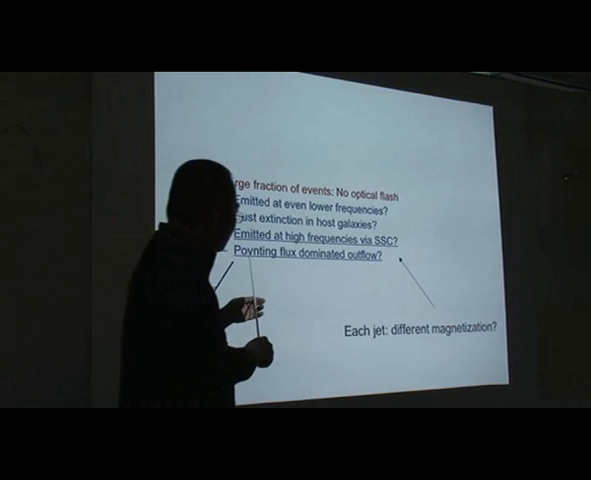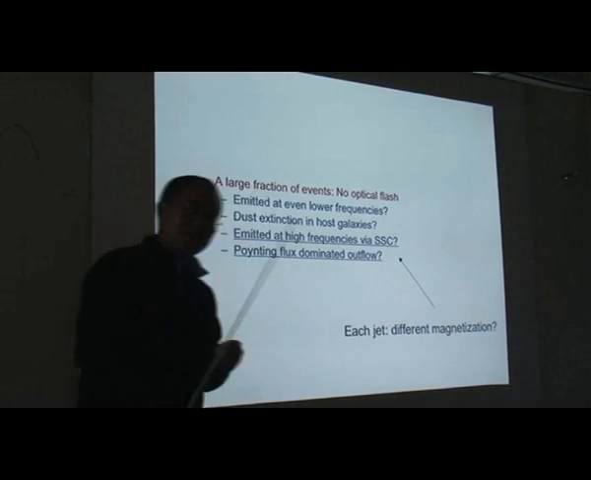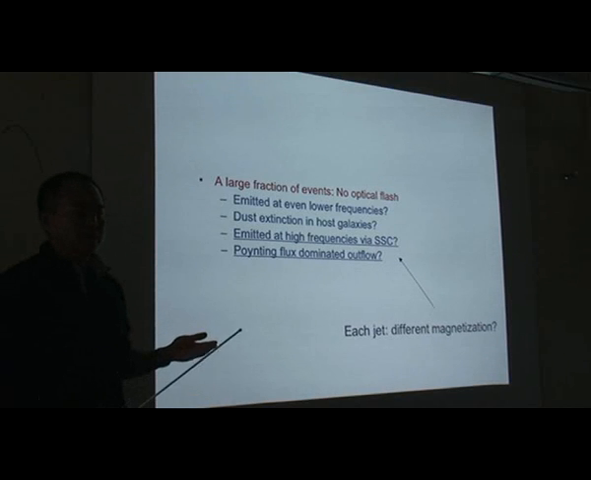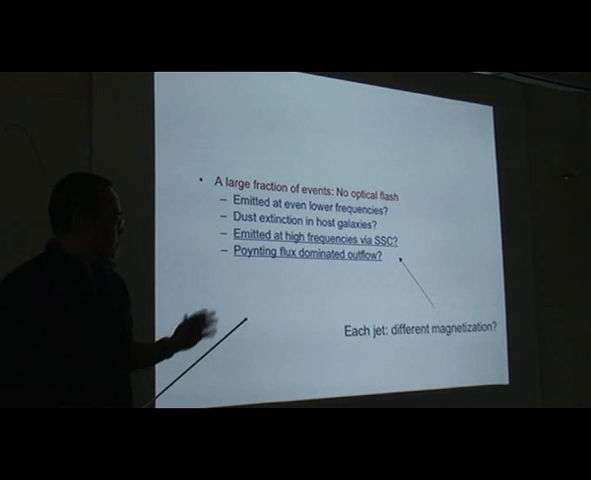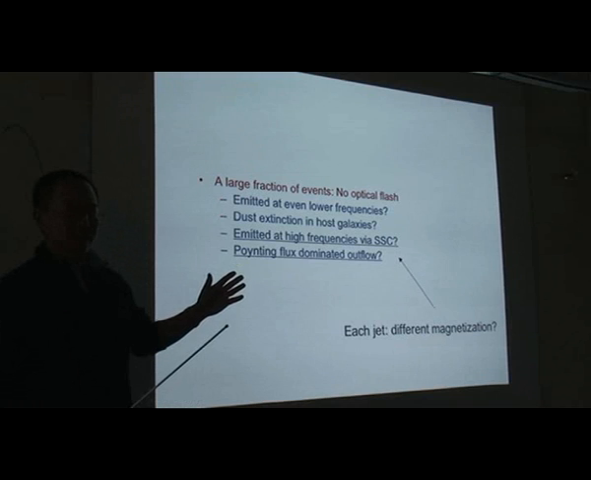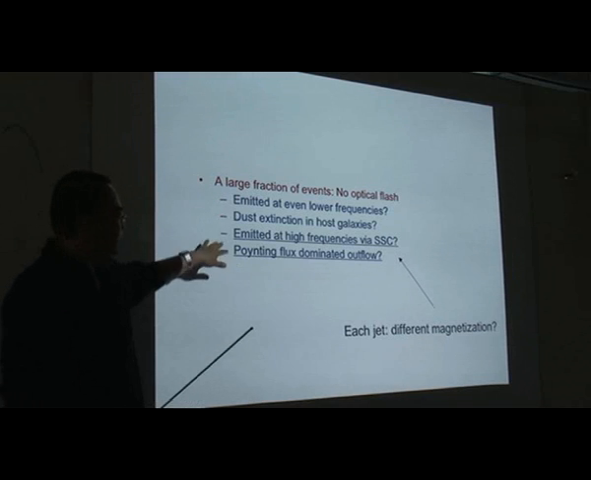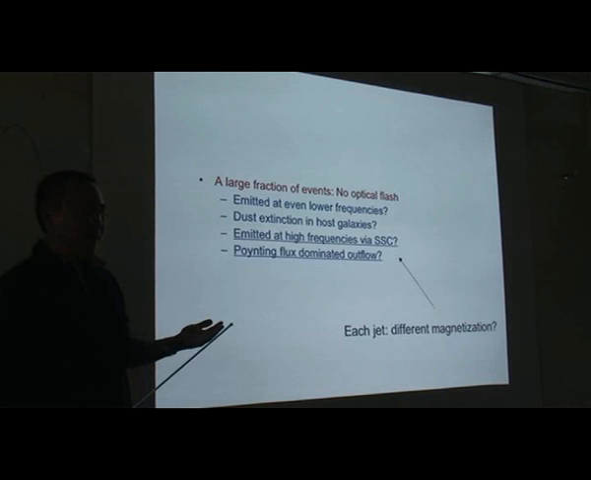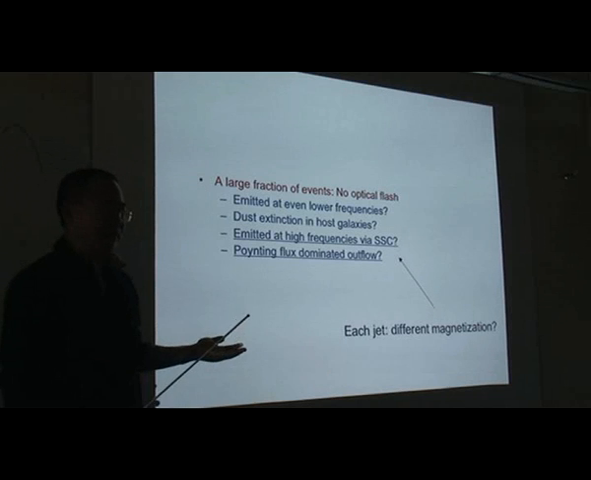And maybe a more interesting scenario could be that if the ejecta is highly magnetized, the magnetic pressure suppresses the reverse shock itself. In that case, we don't expect any emission. But in some cases we have very bright optical emission. So in that direction of discussion, it means each ejecta might have somewhat different magnetization.